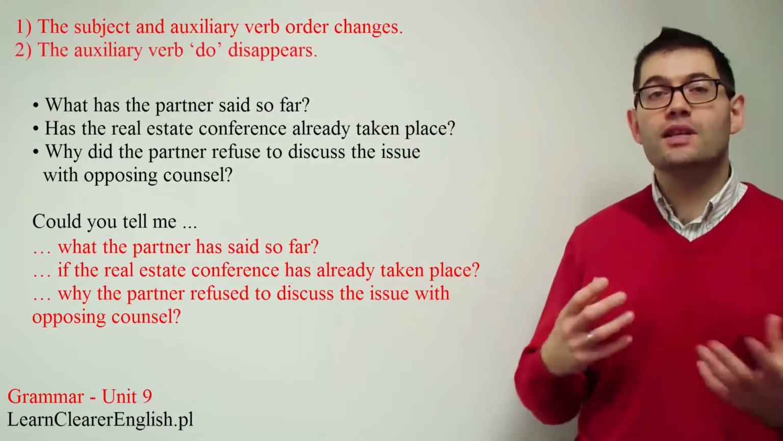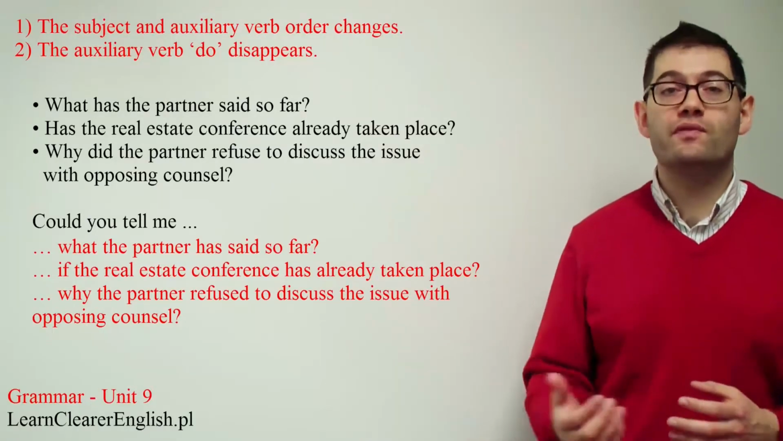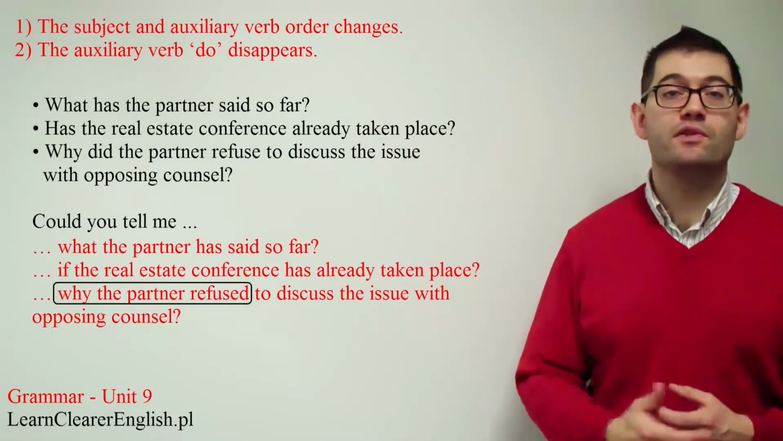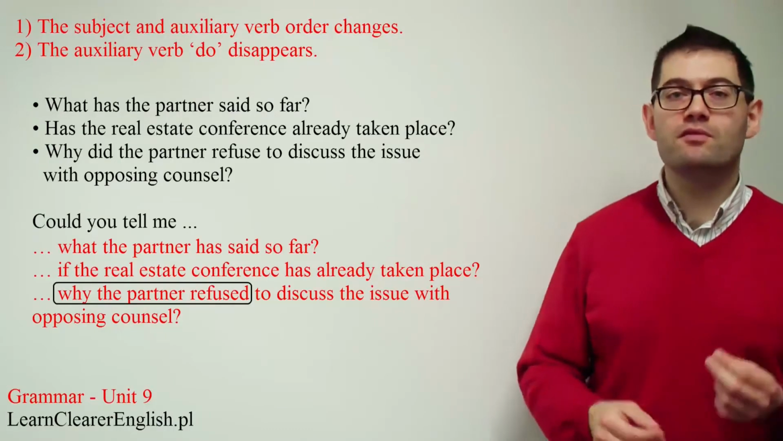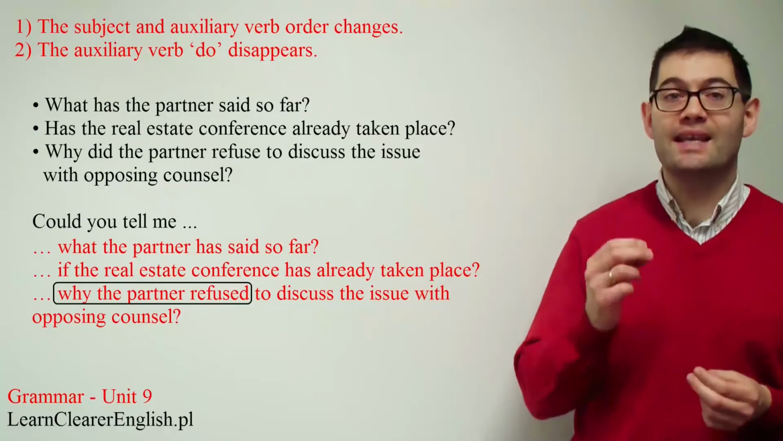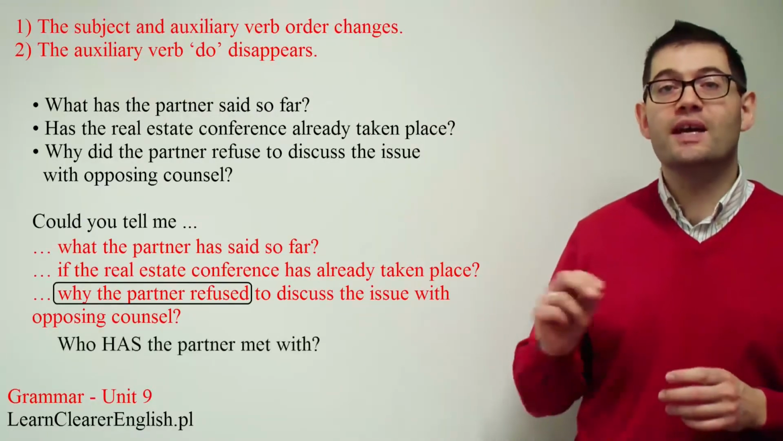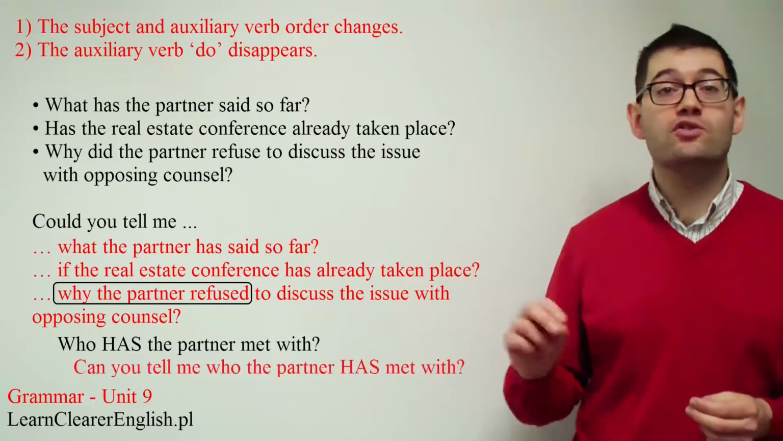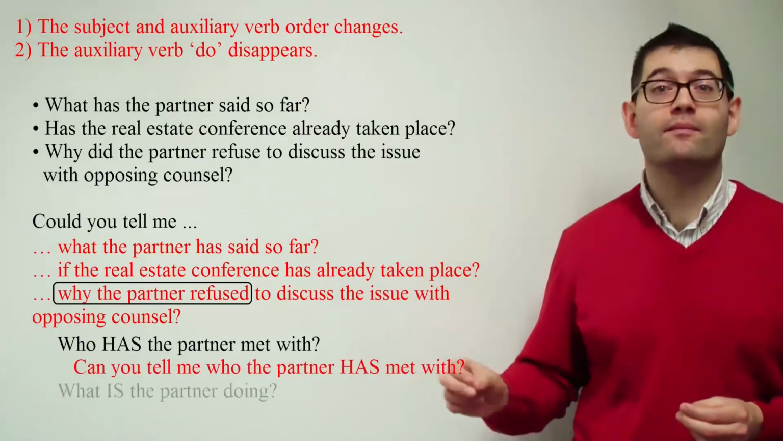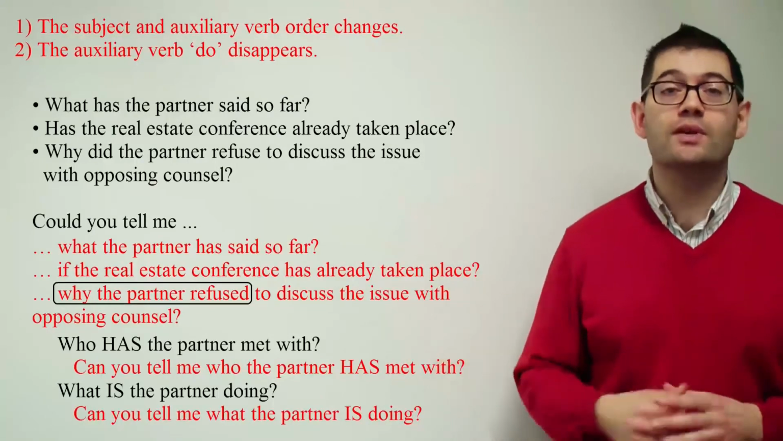2. The auxiliary verb do disappears. "Why did the partner refuse" becomes "why the partner refused". However, the disappearance of the auxiliary verb is not a general rule, as the verbs be and have do not disappear. Consider these examples. "Who has the partner met with" becomes, "could you tell me who the partner has met with?" "What is the partner doing" becomes, "could you tell me what the partner is doing?"